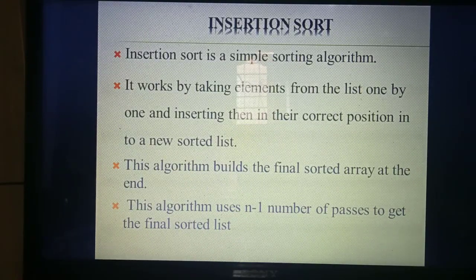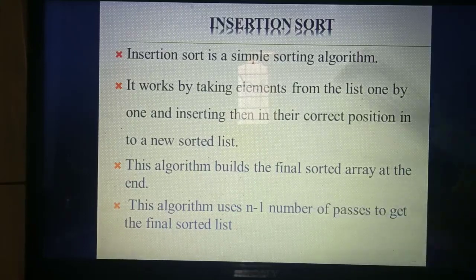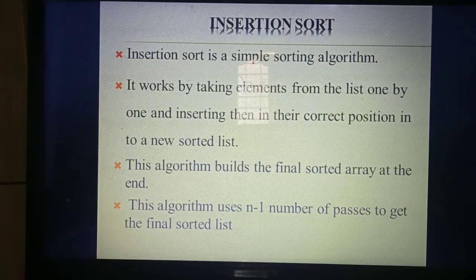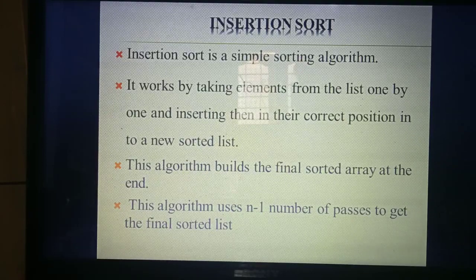This algorithm, how many passes will it require? n minus 1. To get the final sorted list, the number of passes required is n minus 1. Don't get confused. For example, you are going to sort 10 elements in a list. Already 10 elements are there in the list. What's the value of n now? 10, so n equals 10. n minus 1 means 10 minus 1. So how many passes will it require? 9. Understand? So this algorithm requires n minus 1 passes to get the final sorted list.